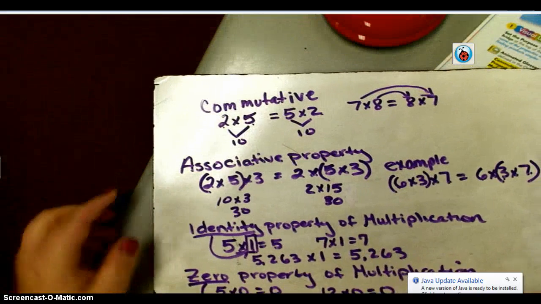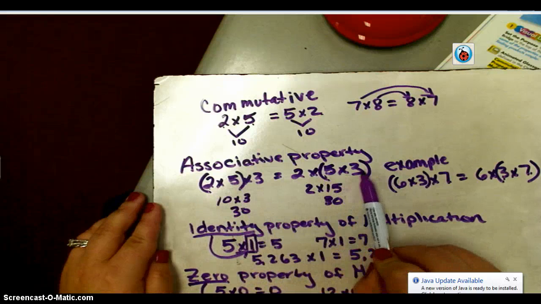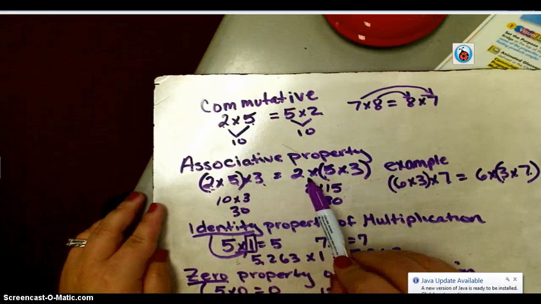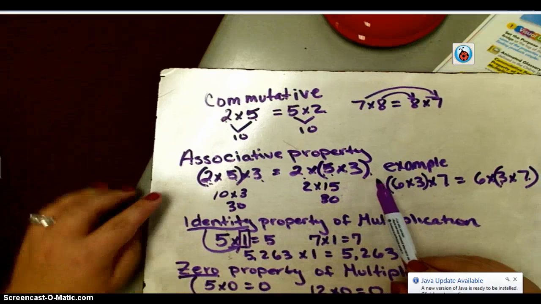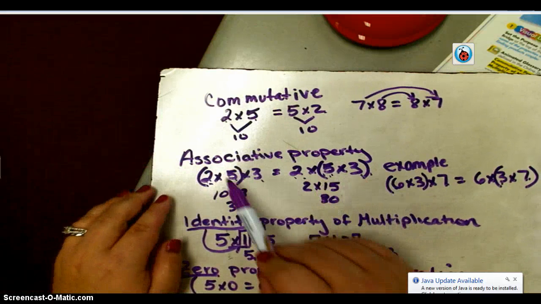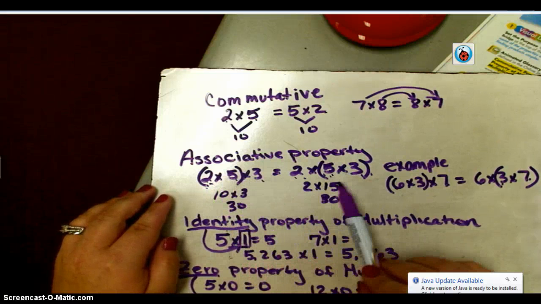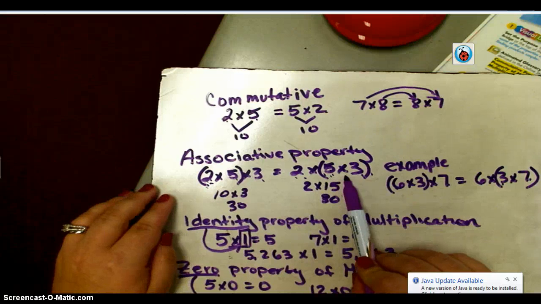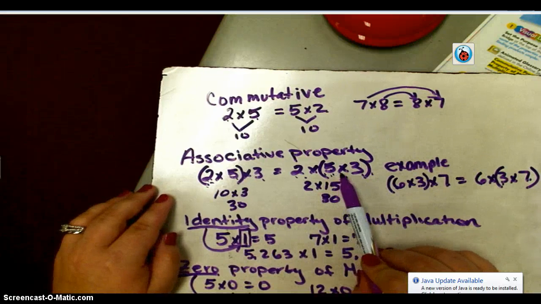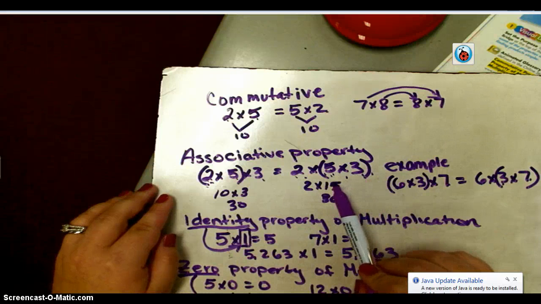Associative property says I can change the location of my parentheses, but the order of my numbers does not change. If you notice, I still have 2 times 5 times 3, but the location of my parentheses has changed. Here it's around the 2 times the 5, here it's around the 5 times the 3. So I can change the location of my parentheses, and my product, the answer to multiplication, does not change.